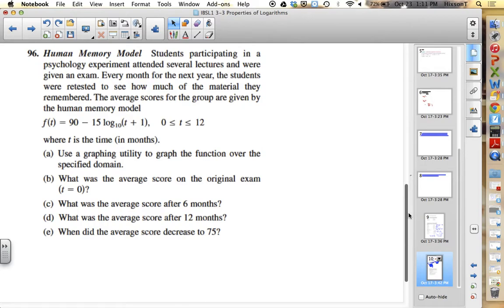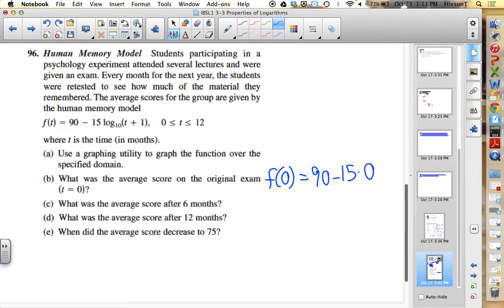Well, think with me. The log base 10 of 1 is what? 0. What power of 10 gives us 1? The 0 power, right? So, f of 0 is 90 minus 15 times 0, right? So the average score on the original exam was 90. Okay?